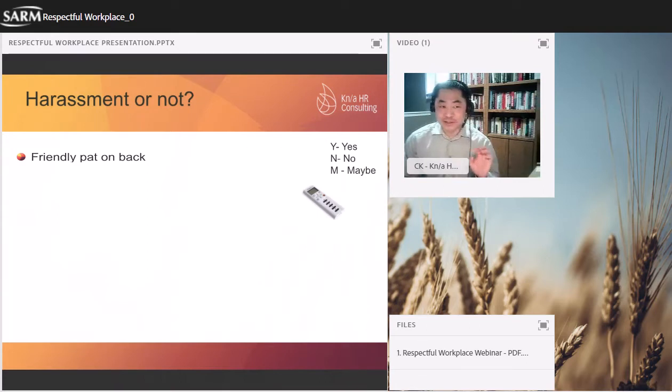Yeah, most people think that it's no, but sometimes this comes in a gray area, especially if you're dealing with somebody of the opposite gender or opposite sex. So it's something that you want to bear in mind as well to think about this. And again, if always in doubt, ask.